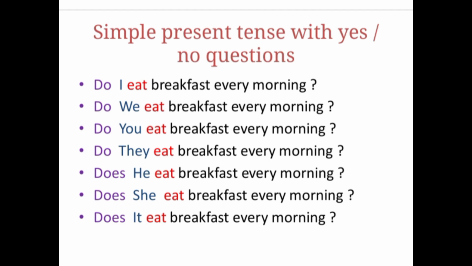See here, we have the subject he, she, it, third person singular. There, the does form should be used before the subject. Does he eat breakfast every morning? Does she eat breakfast every morning? Does it eat breakfast every morning? So this is how the changes take place when we convert the simple present tense into yes or no questions.